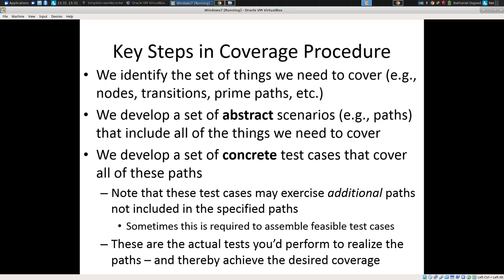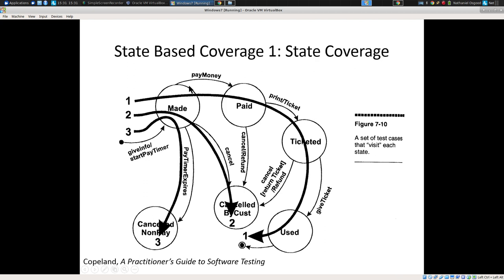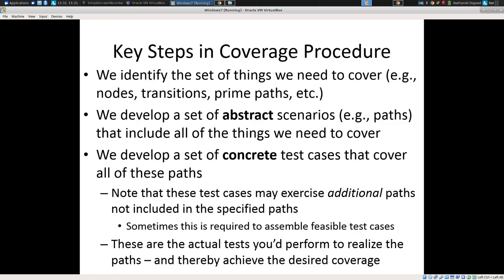Okay, first of all, we identify the sets of things we want to cover. Are we trying to cover nodes? If so, we enumerate them. Are we trying to cover transitions? If so, we want to enumerate them. So we get clarity about the particular set of things we need to hit, flowing through the system. So maybe for you, it's screens within your app, or maybe instead it's transitions within your app, right?